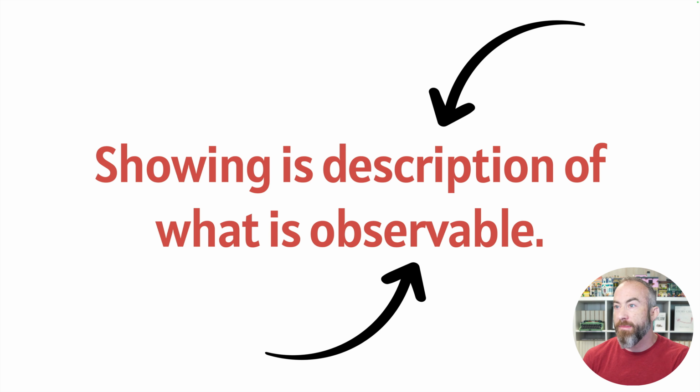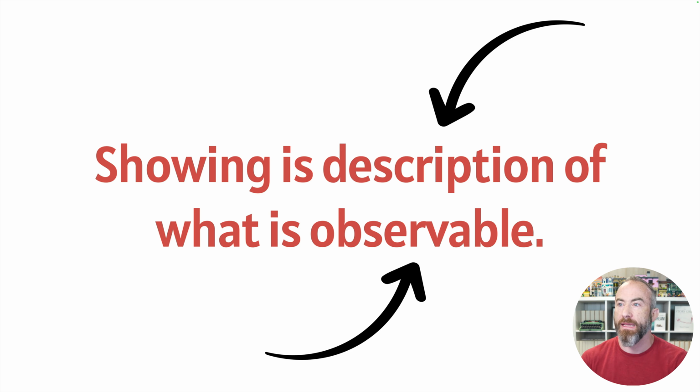Now, at this point, you may be thinking, well, that's not any more helpful than just telling me to show instead of tell. And you're absolutely right. I'm going to explain what this means in a lot of detail, but I'm going to keep coming back to this definition. So once you understand it, this is what I want you to hold in your head. Showing is description of what is observable. So let's talk about that second word first. What do I mean by observable?